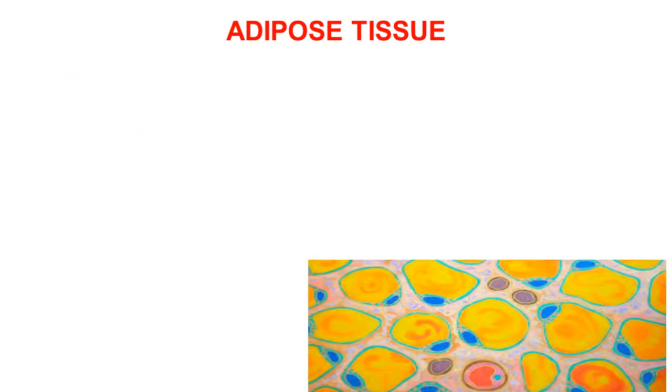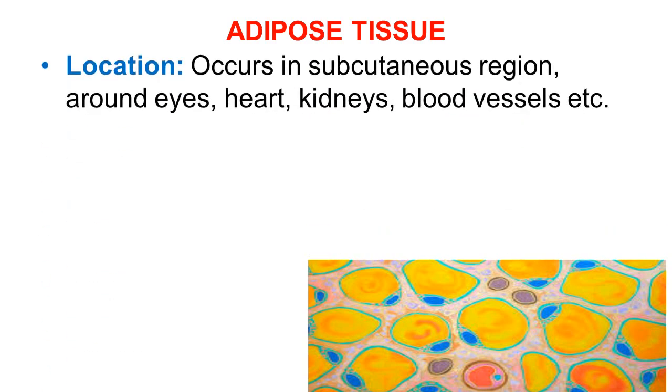The next important tissue is adipose tissue. Why is it called adipose? You are seeing the image of the adipose tissue here, in which we can see the cells which are yellow in color, and these yellow colored cells are none other than fat cells. Because of the presence of fat cells, we call that particular tissue adipose tissue. Where can we see this adipose tissue? It can be seen in the subcutaneous region, that is below the skin, and around the eyes, heart, kidneys and blood vessels.